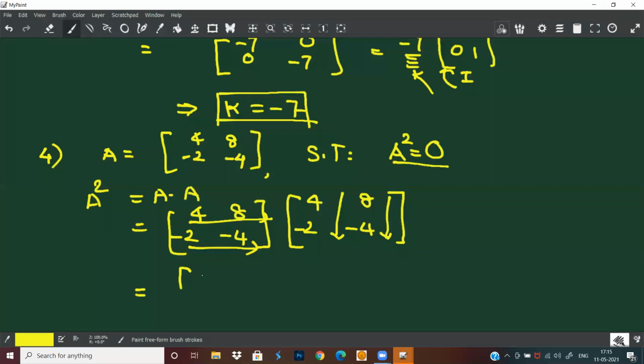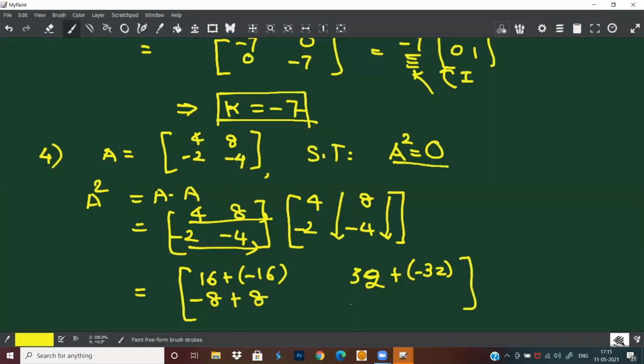It is 4 into 4 plus 8 into minus 2. Then 4 into 8, can I directly write now? 32 plus 8 into minus 4 minus 32. Then you have minus 2 into 4 plus minus 4 into minus 2. Minus 2 into 8 plus minus 4 into 4. Again, समझा कितना फनी है ये? जो मैट्रिक्स नल मैट्रिक्स नहीं है बट उसका स्क्वायर कैन बी अ नल मैट्रिक्स.